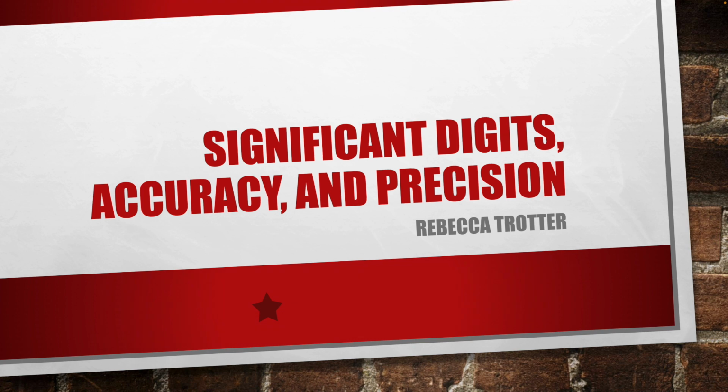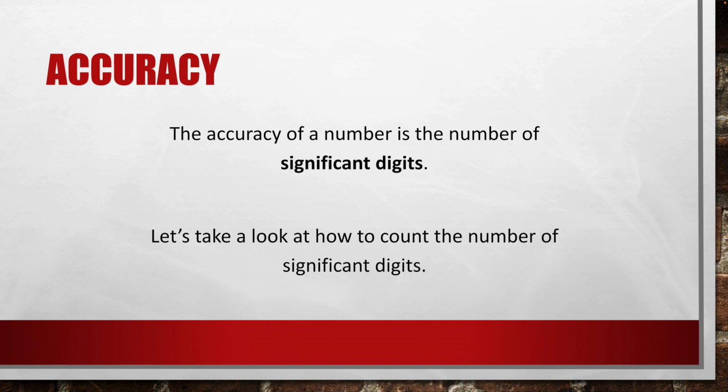In this video, we are going to be talking about significant digits, accuracy, and precision. So accuracy is the number of significant digits in a number. So the accuracy is how many significant digits there are. So let's take a look at how to count the number of significant digits.